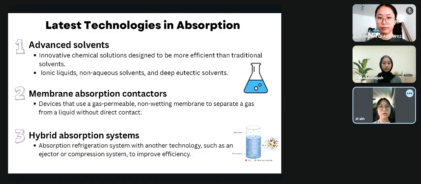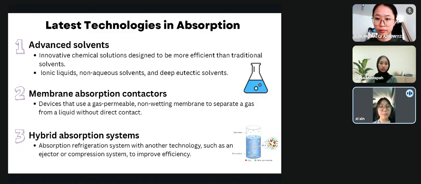The second is membrane absorption contactor. This uses a gas permeable non-wetting membrane to separate a gas from a liquid without direct contact. This method can achieve better mass transfer and is more flexible to operate.